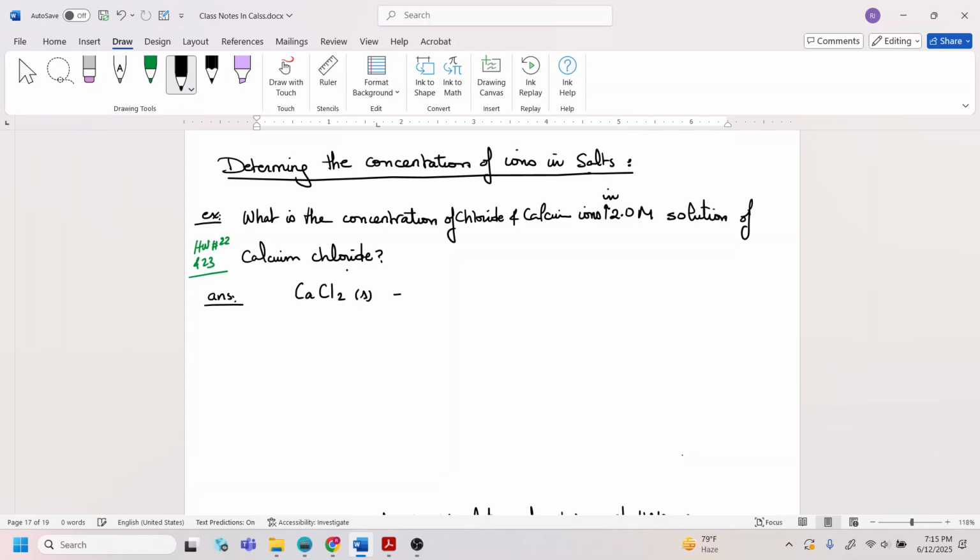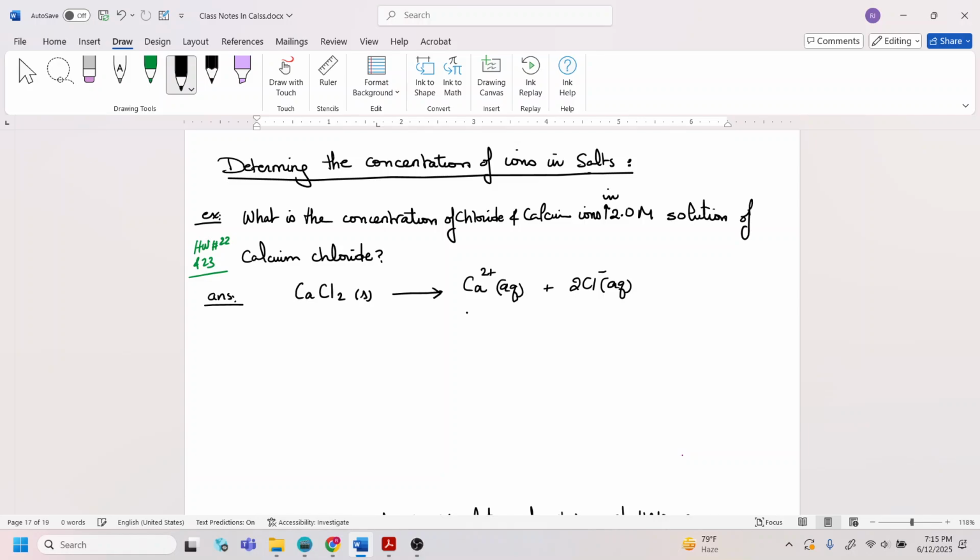So I have calcium chloride solid. I am dissolving this in water. When I'm dissolving this in water, this is not an acid, you guys. It's just a dissolution of calcium chloride. So that calcium chloride is going to change into its individual ions: Ca2+ aqueous plus 2Cl- aqueous. Just make sure that you have a balanced equation.